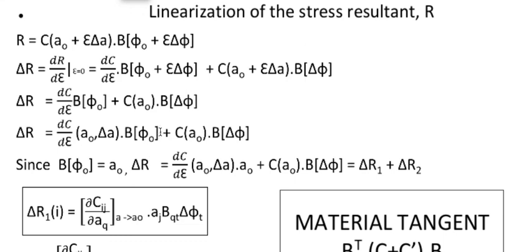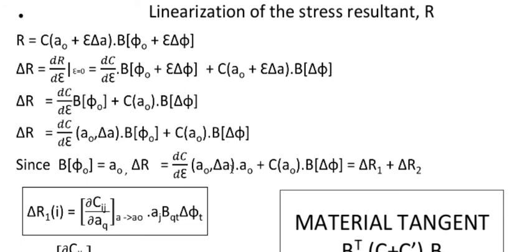This term we can ignore because this is the same as what they have also given, which is this term. So let us focus mainly on the first term. So we have come this far. Now B of phi naught is nothing but A naught.